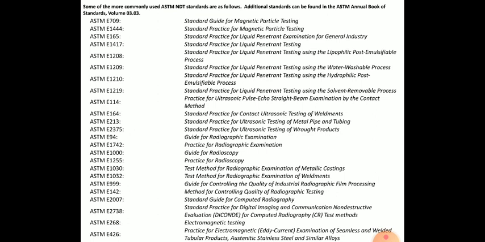And then moving further, there are various other codes. Again, ASTM E1032, the test method for radiography examination of weldments and castings, and E1030. Then moving below to E999, the guide for controlling the quality of industrial radiography film processing. In industry, radiography is very widely used for the precise detection of defects, so this step-by-step guiding procedure is available in this standard.